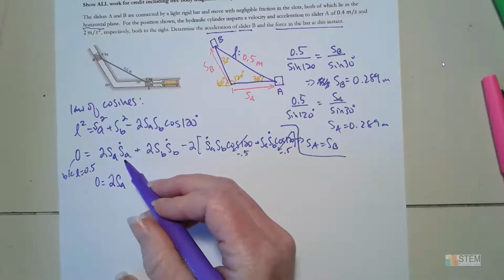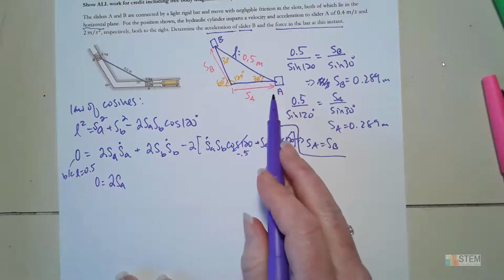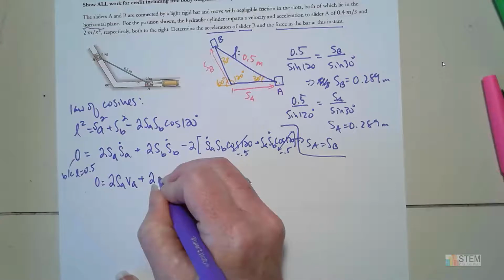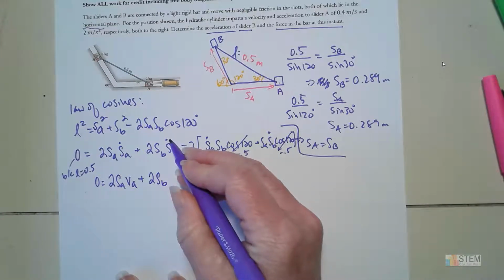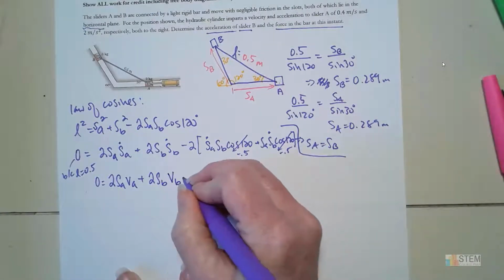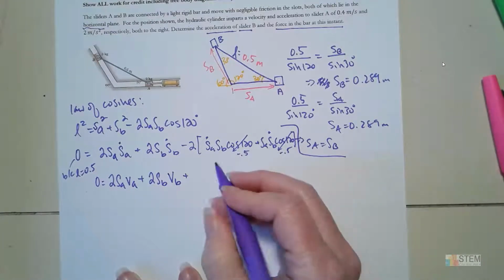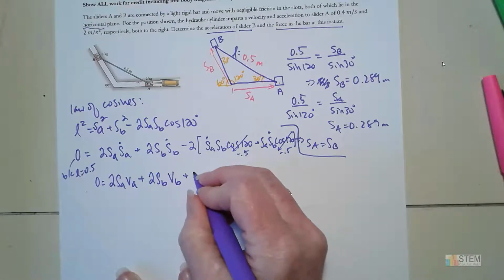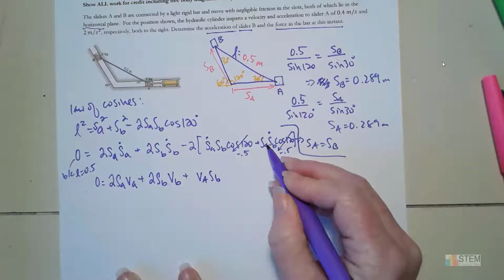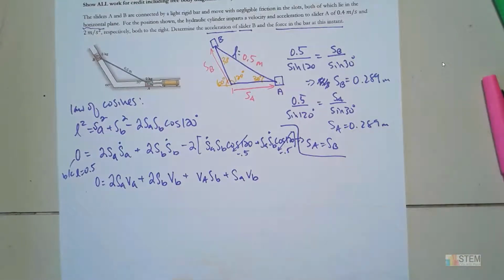Now what's SA dot? Well, that's the time rate of change of this length here, right? So essentially that is the velocity of A. And then we'll have plus 2 SB times SB dot. Well, that's the time rate of change of this length. So this would be VB. And then we get over to this part. Remember the negative 2 and the cosine 120 cancel out. So now we're going to have VA times SB. And then we're going to have SA times VB. Okay, and now you've got that.